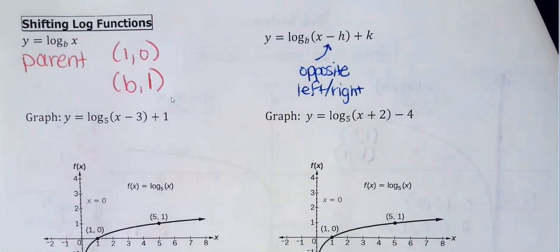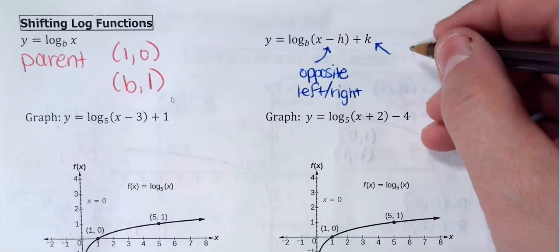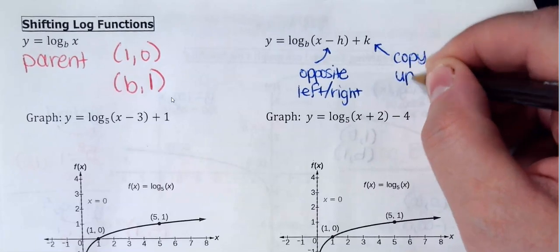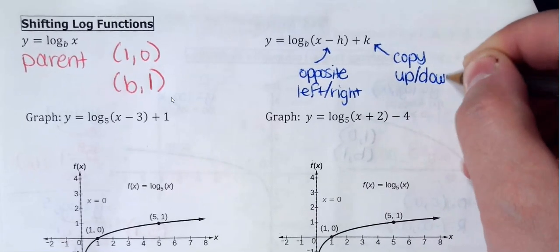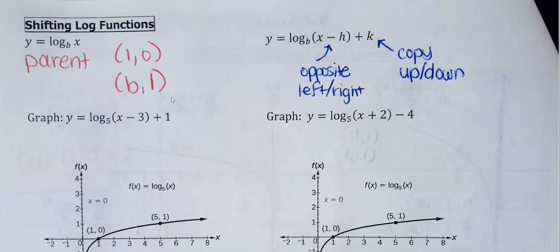Outside, not taking the log of it, is plus or minus something out here. I got plus k. You're just going to copy that value, and that's going to tell you how the graph would shift up or down if it's there. So inside with the x, left or right. Outside, not in the parentheses, is going to shift the graph up or down. So the way you think goes with the outside, the opposite of what it looks like goes with the inside.